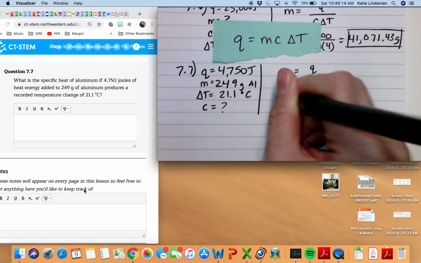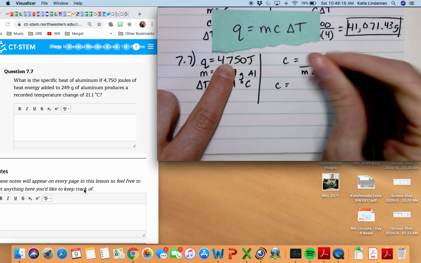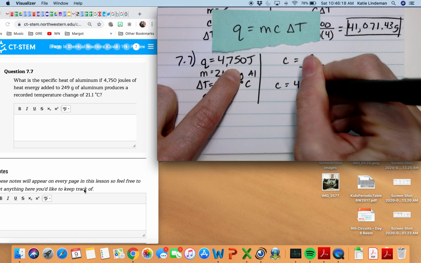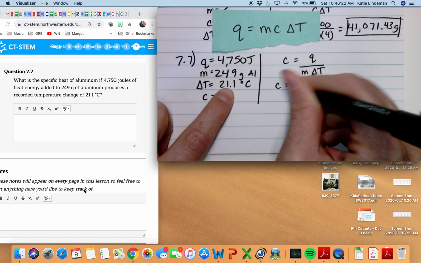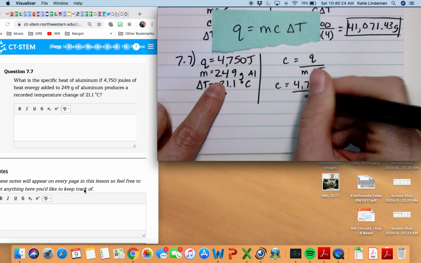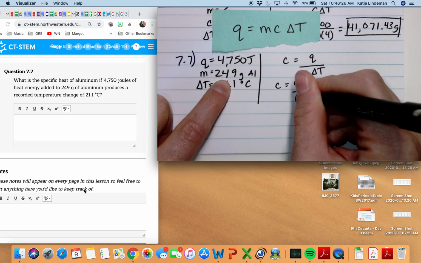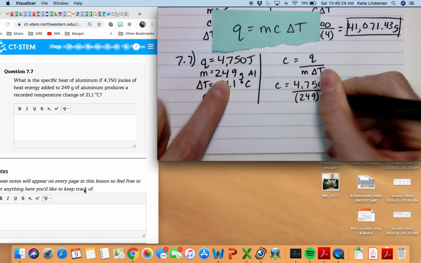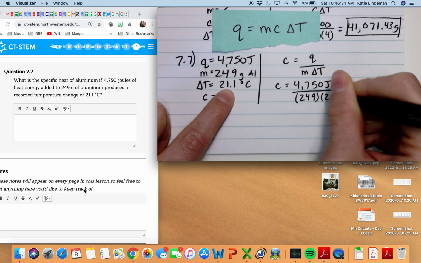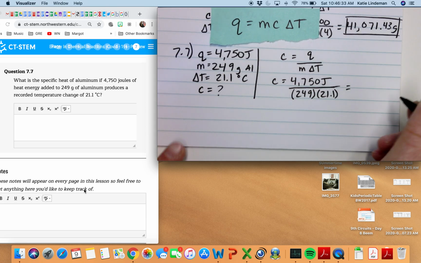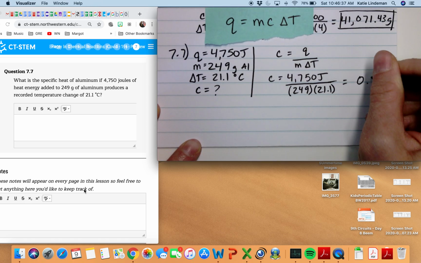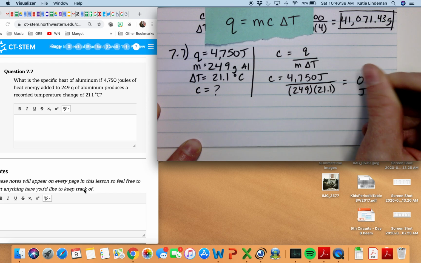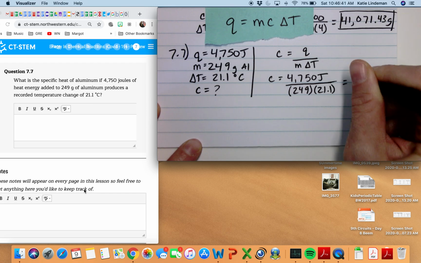So C is equal to, so Q is just 4,750 divided by 249 times 21.1. And when we solve all of that out, we end up getting 0.90 joules per gram degrees Celsius.